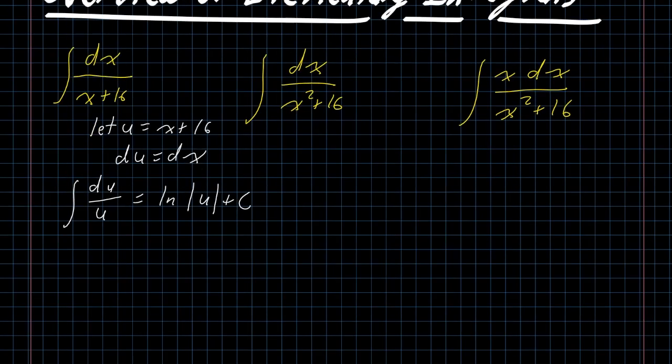I should probably put that on a new line instead of trying to go across the page so that I have enough room for all of the other integrals here. And then substitute back in the meaning of u. This is the natural log of the absolute value of x plus 16 plus our arbitrary constant of integration.